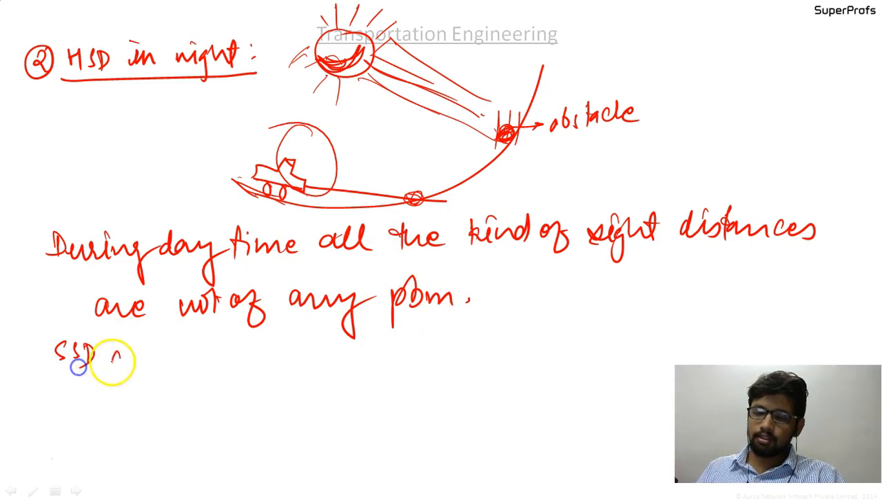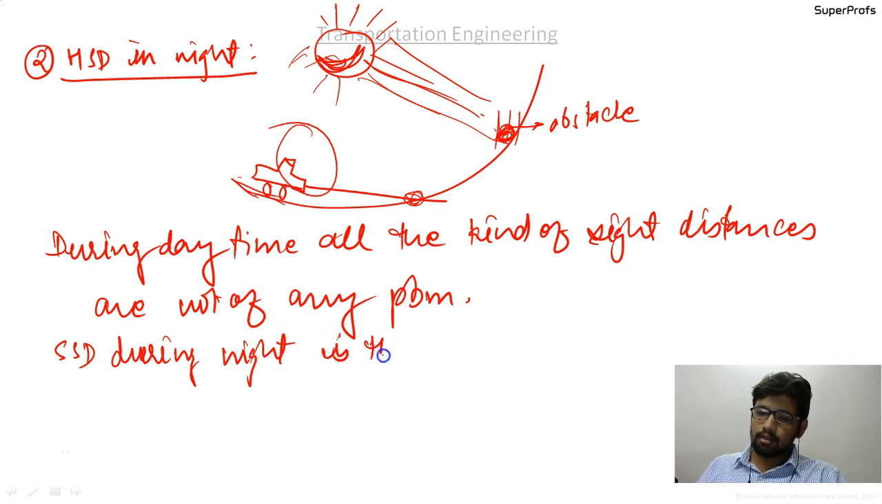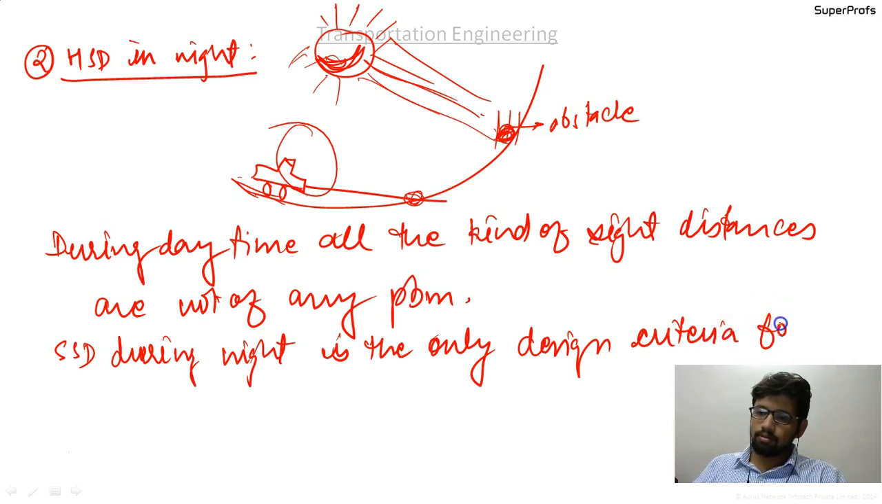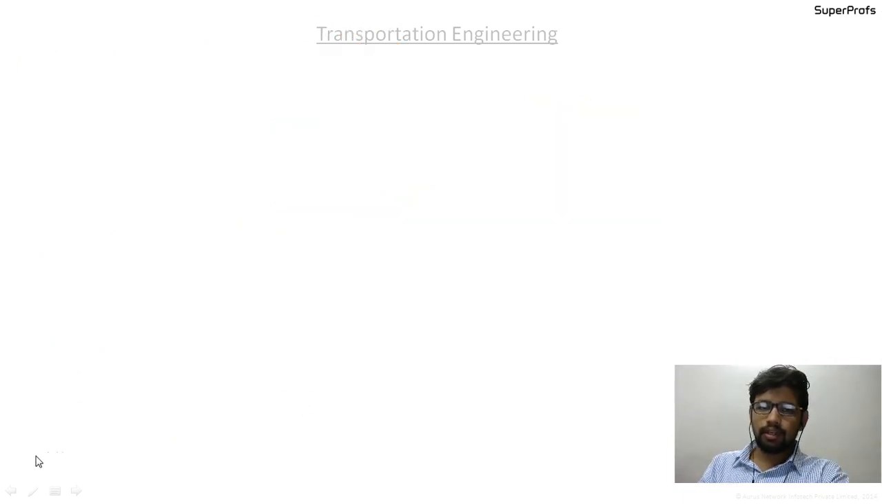So SSD during night is the only design criteria for valley curves. Okay, guys, we will now discuss the formula for the length of the valley curve based on the sight distance.